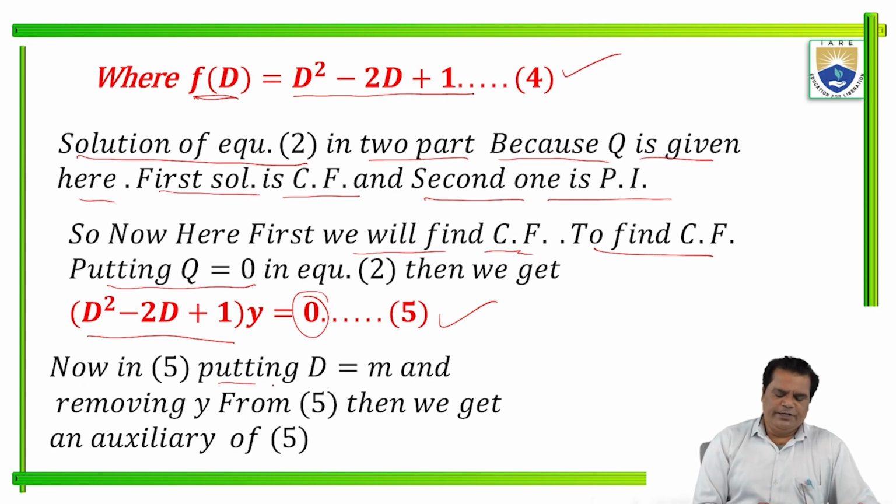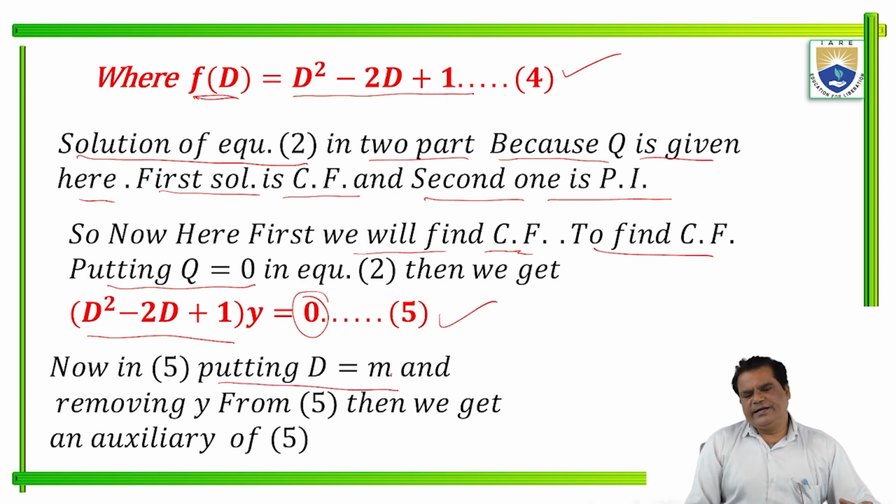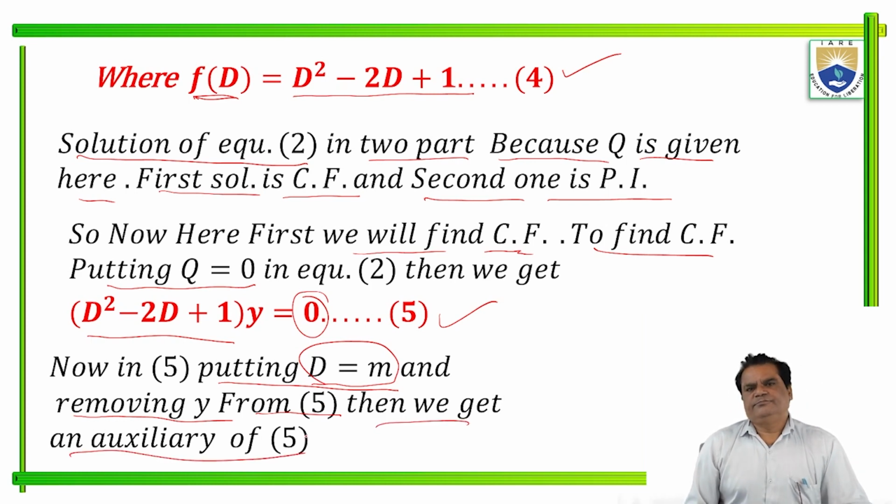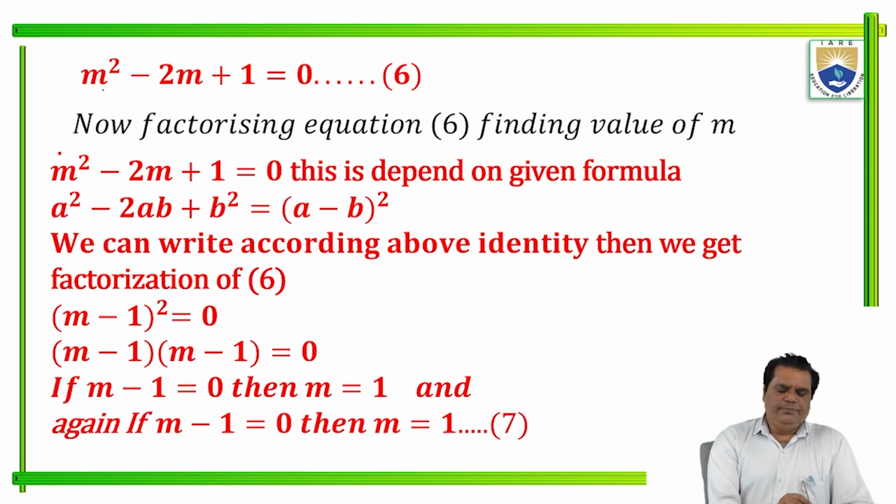Now in 5, put d equal to m. How can we find the complementary function here? To find it, we first find the auxiliary form of 5. How can we find the auxiliary form? Auxiliary form means the equation in m form. So here we put d equal to m and remove y from 5. Then we get the auxiliary form of 5.